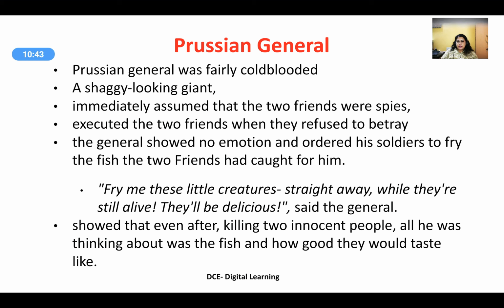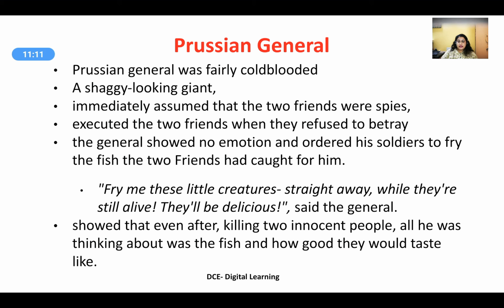Among the antagonists, the Prussian general has been quite elaborately described there. He comes actually at the end of the story. The Prussian general was fairly cold-blooded. That is very obvious when you look at the way he behaves with the two friends. In his physical description, he is described as a shaggy looking giant. Maybe he's quite tall and also he has a gigantic personality, but also shaggy looking.